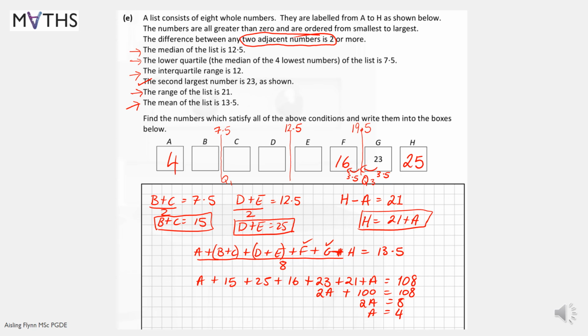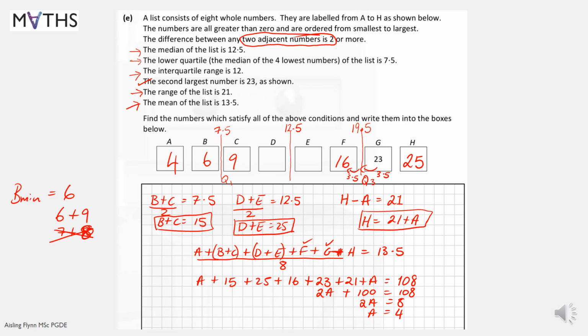Okay, so I do know that B plus C is 15. Alright, now that could be 1 plus 14, 2 plus 13 and so on, but that's not going to happen. The minimum value of B has to be 2 bigger than A, which is 6, and 6 plus 9 gives 15, or it could be 7 plus 8. Now 7 plus 8 doesn't work because they're too close together. There's not 2 between them. So I think it's 6 and 9.